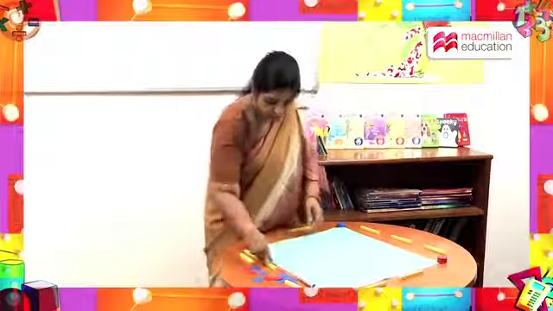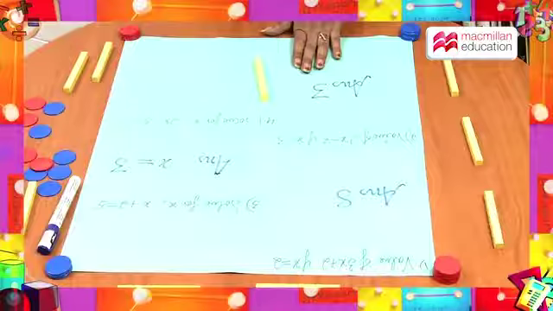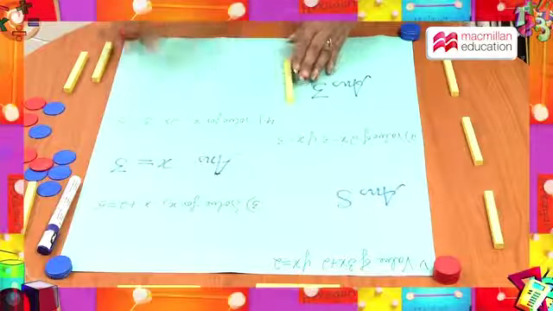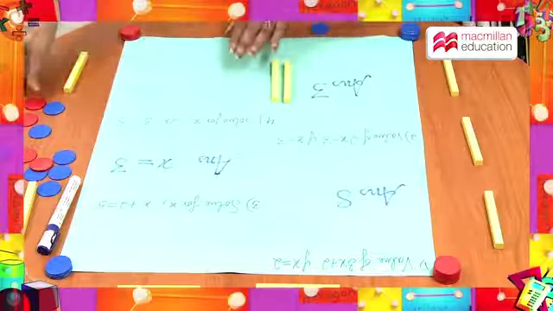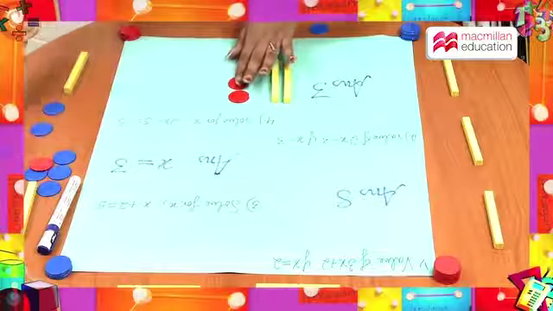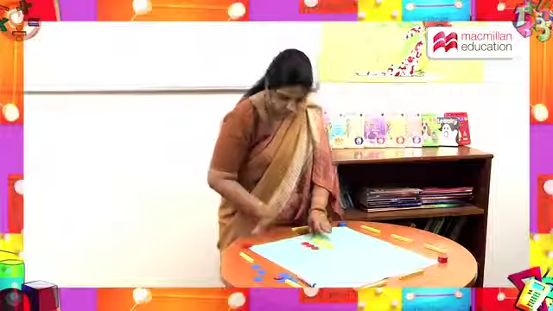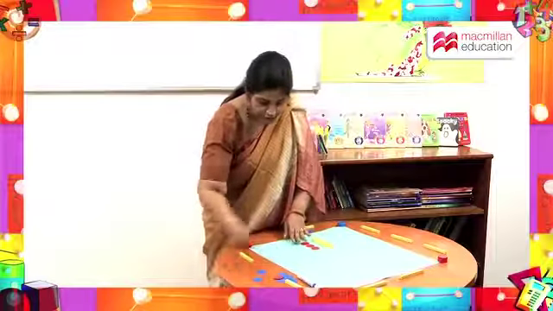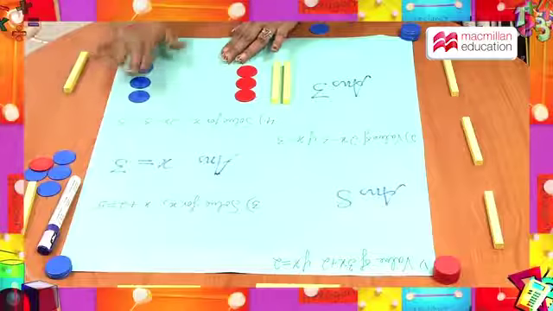Let's try one more. My next equation is 2x minus 3 is equal to 3. 2x means I'll take 2 x tiles. Minus 3 means what? I'll take 3 red counters. So this is 2x minus 3. On the other side I have 3 again. So I place 3 blue counters.